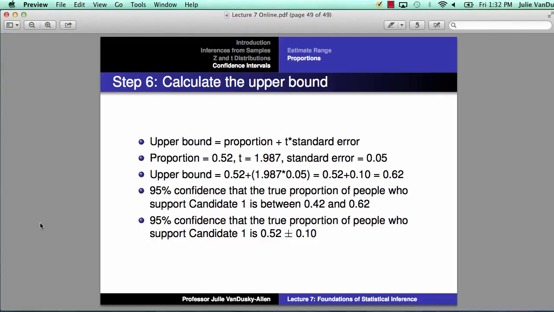So we conclude that we have 95% confidence that the true proportion of people who support candidate 1 is between 0.42 and 0.62. Or we could say that we have 95% confidence that the true proportion of people who support candidate 1 is 0.52 plus or minus 0.10. 0.10 is simply the t-value times the standard error.